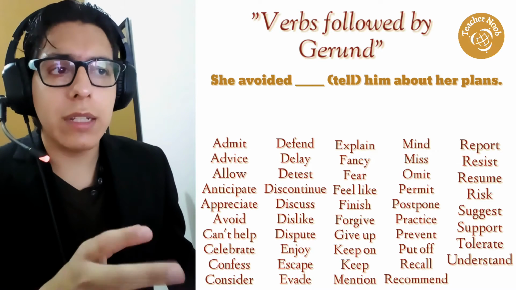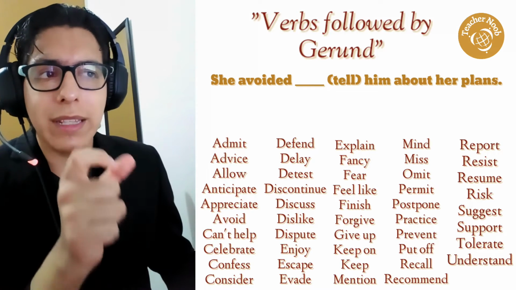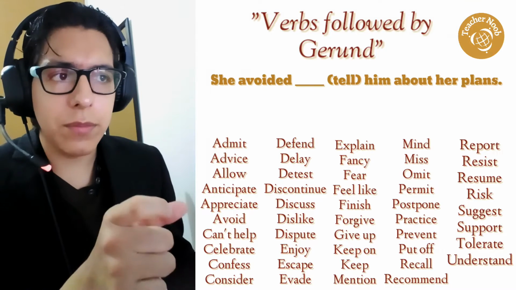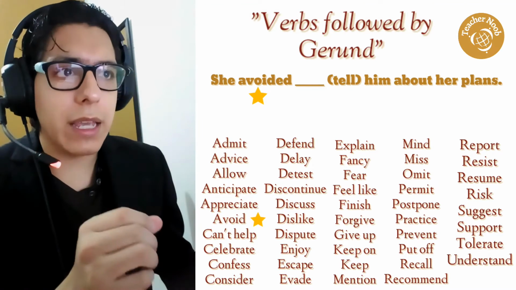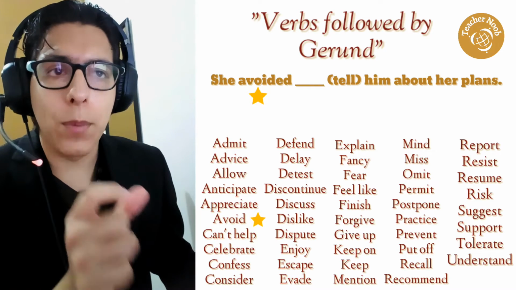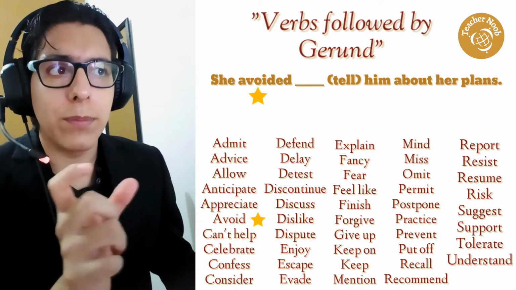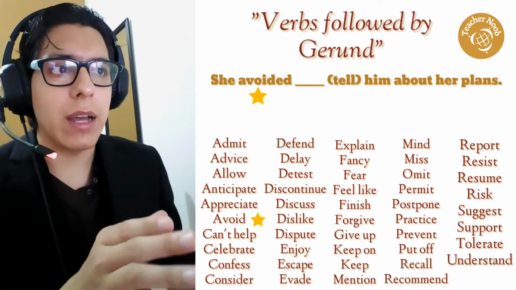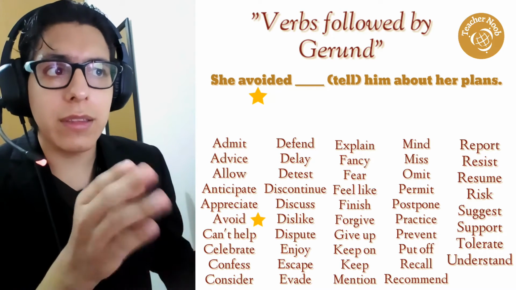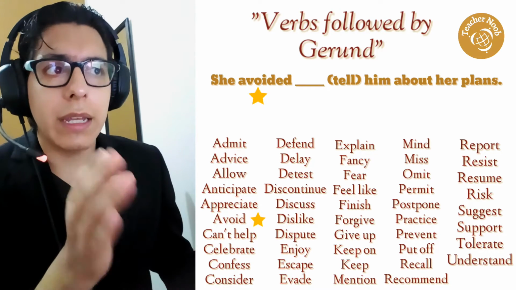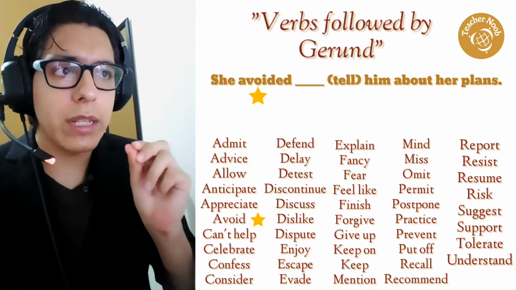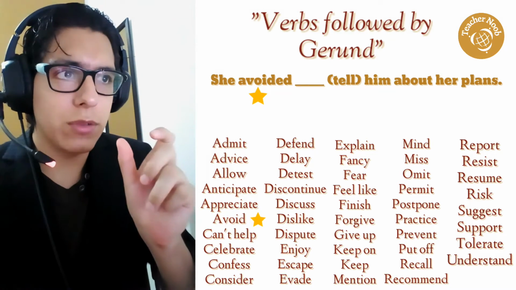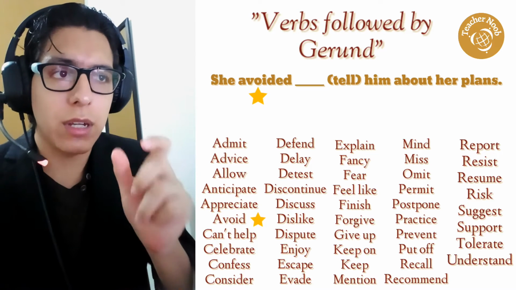Well, what happens if you want to create the form? You have to pay attention to the information. You have to identify the verb that comes first. In this case, the verb is avoided. She avoided, then we have in brackets tell, then him about her plans. The idea is that when you create this form, the verb in the brackets, you have to change it into the correct form.